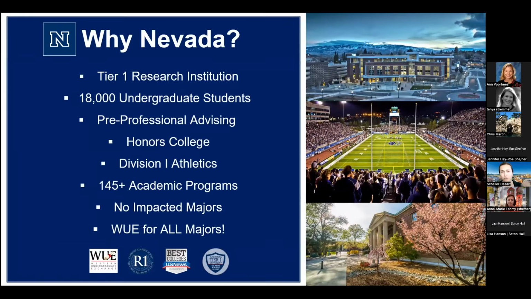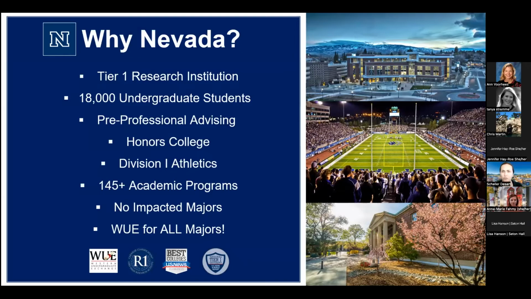We are a tier 1 research institution. We have about 18,000 undergraduate students. We are part of the Western Undergraduate Exchange, which, if you qualify, you could save about $12,700 on tuition. If you don't know what WUE is, please talk to your high school counselor. That is an amazing resource if you stay on the West Coast of the country. We are a Division I school, part of the Mountain West Conference. We do have an honors college on campus, so smaller class sizes, priority registration. None of our programs require any additional application. As long as you apply to our university, you can study whatever you choose.